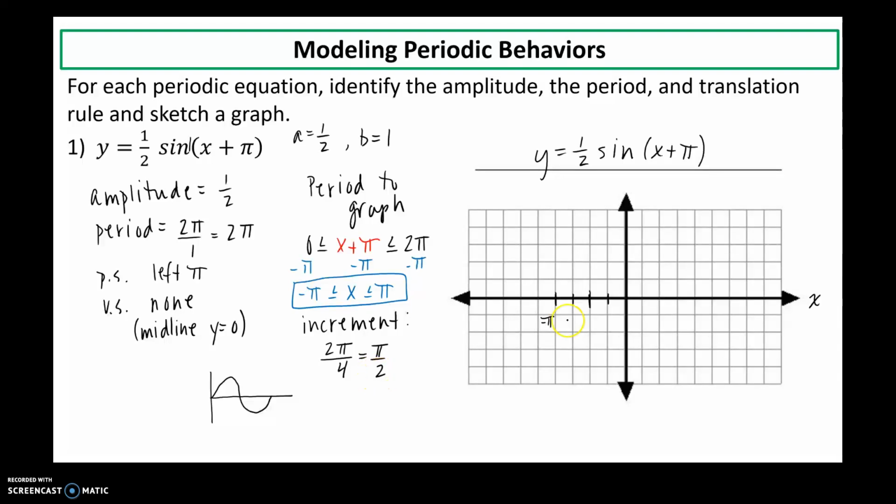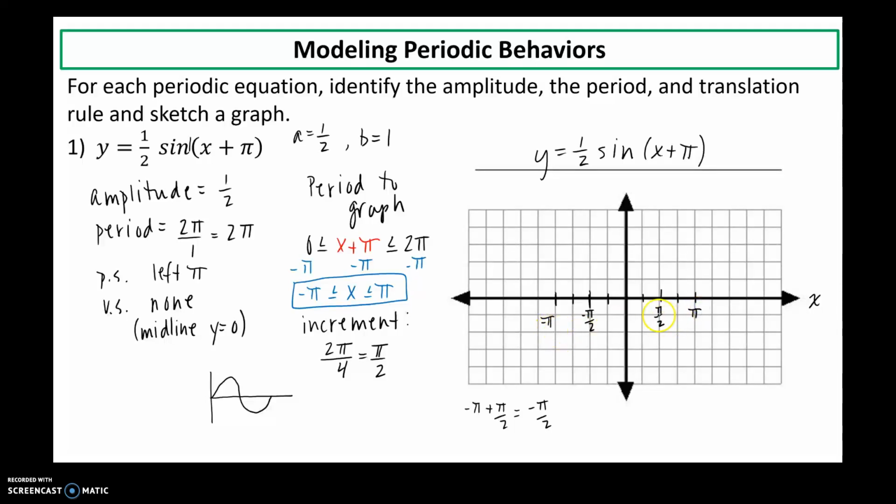An increment of pi over 2 means if I'm at negative pi and I add pi over 2 to that, the next value that I want you to write on your x-axis would be negative pi over 2. So negative pi over 2 goes there. If I add pi over 2 to negative pi over 2, that'll put me at 0. 0 plus pi over 2 is pi over 2. Pi over 2 plus pi over 2 is pi.